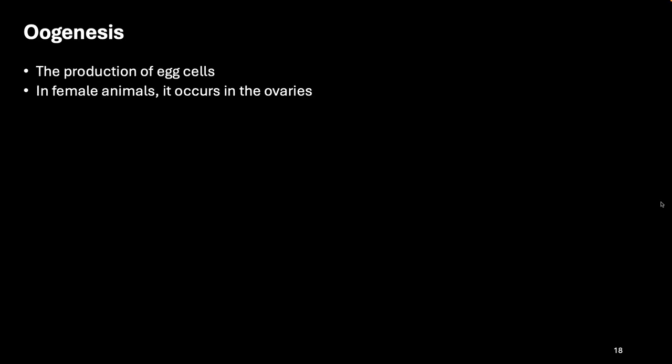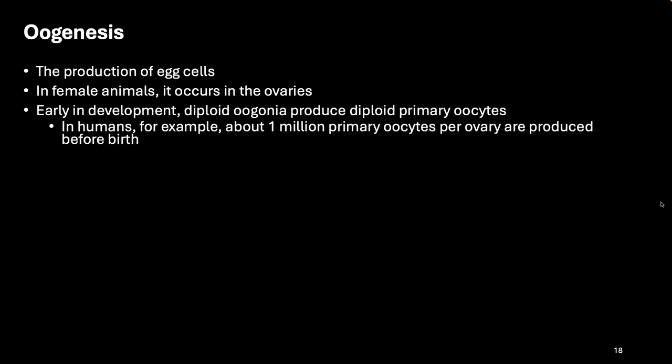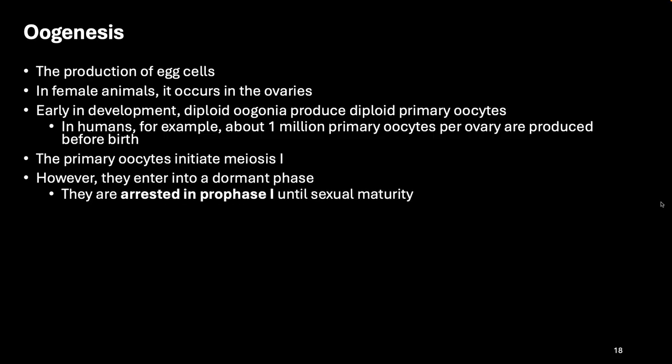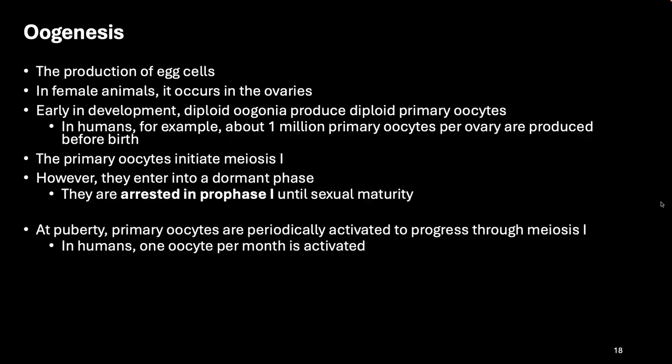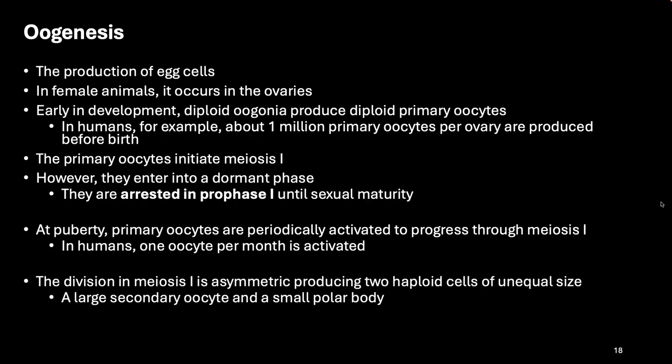Oogenesis is the process of producing egg cells. This occurs in the ovaries, and in females, the first step happens before birth. Females are born with 1 million primary oocytes that begin the process of meiosis 1. They are, however, arrested in prophase 1 and remain in that stage until sexual maturity. At puberty, a single oocyte is activated and proceeds through meiosis 1.